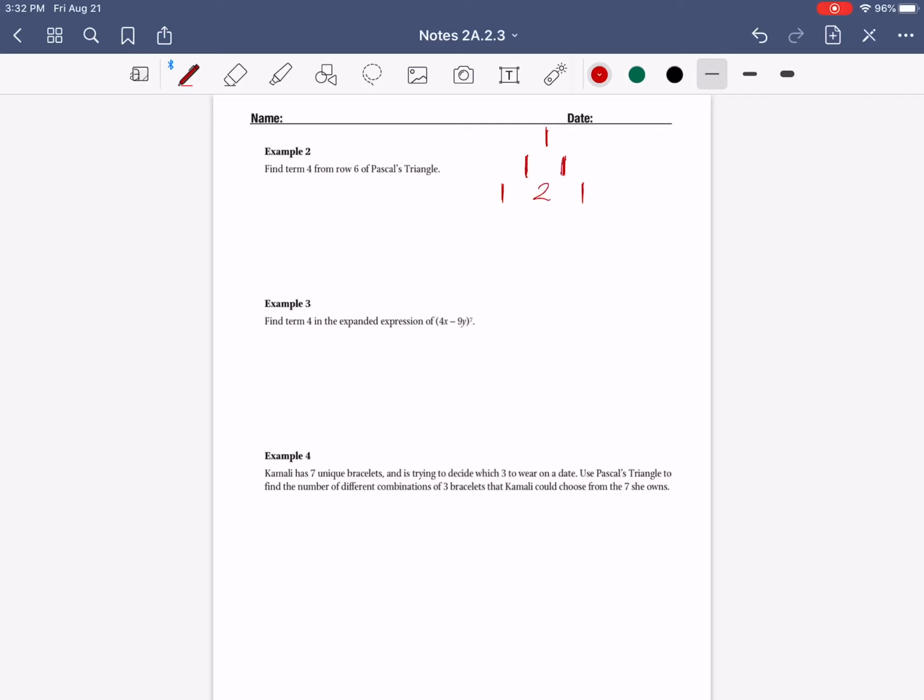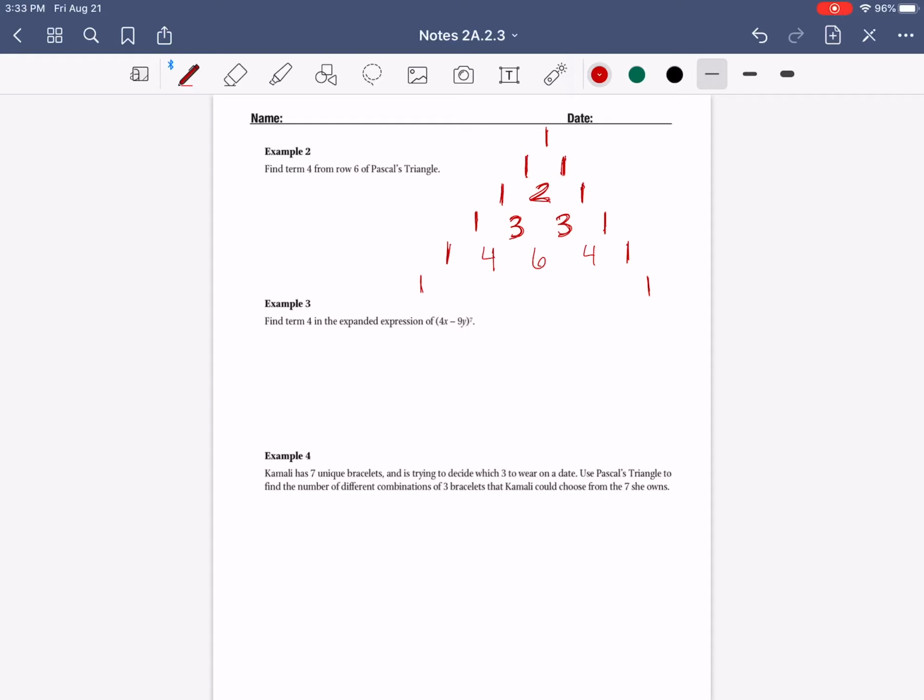So I'm trying to find row 6. I'll know I'm at row 6 when the 6 is my second number. So I put 1s on the outside. And then I add the 2 numbers 1 and 2 and get 3. And then I add 2 and 1 and get 3. Then I put 1s on the outside, and I add my 1 and my 3 and get 4. I add my 3 and 3 to get 6. I add 3 and 1 to get 4. I'm not at row 6 yet. I'll know I'm there when I have a 6 as my second number.